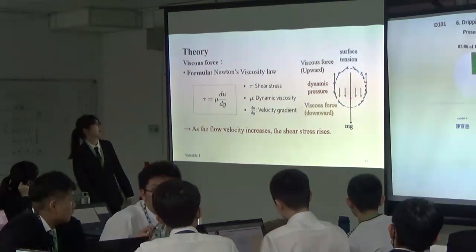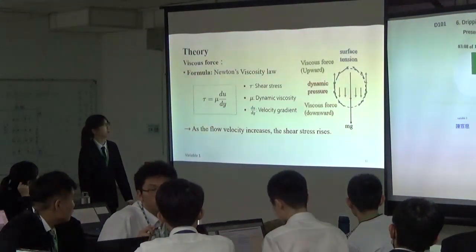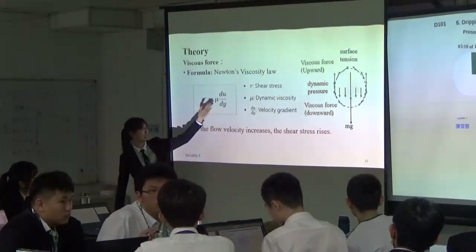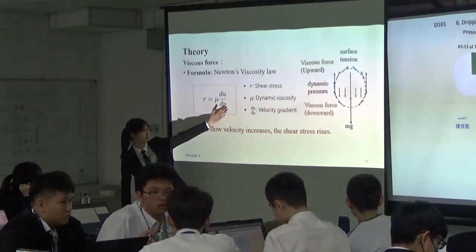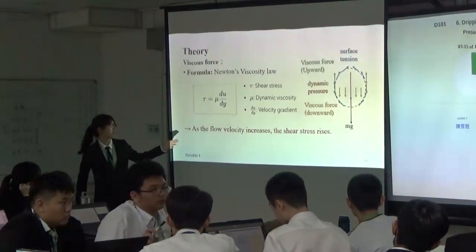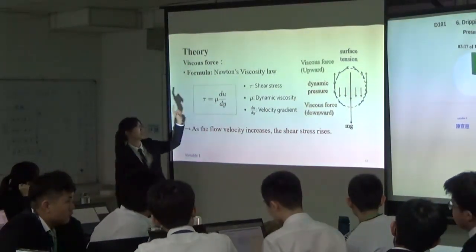And this is the formula from Newton's viscosity law. This is the shear stress, this is the dynamic viscosity, and this is the velocity gradient. So as the flow velocity increases, the shear stress also rises.